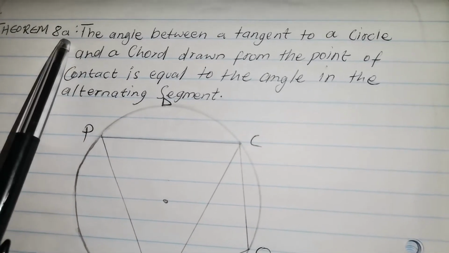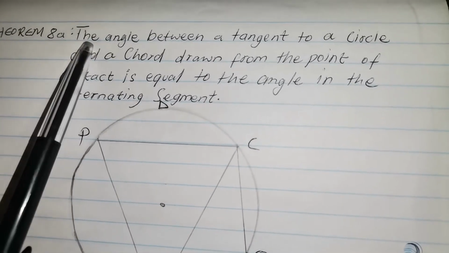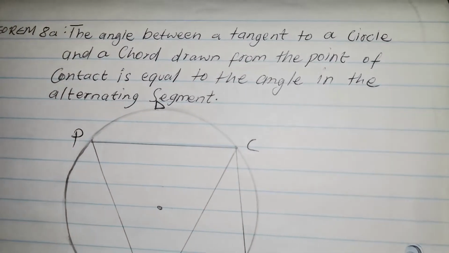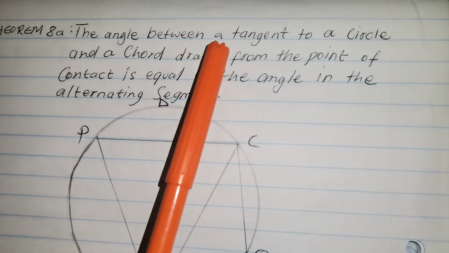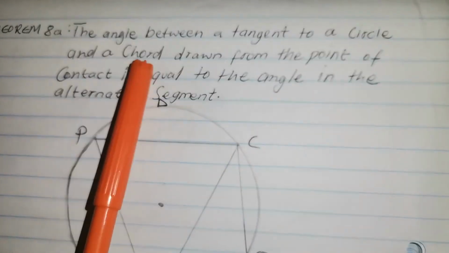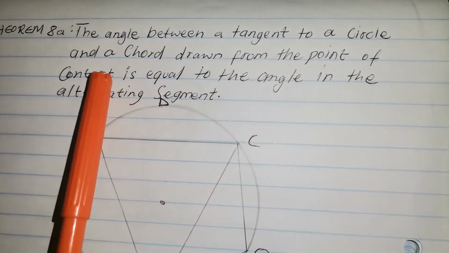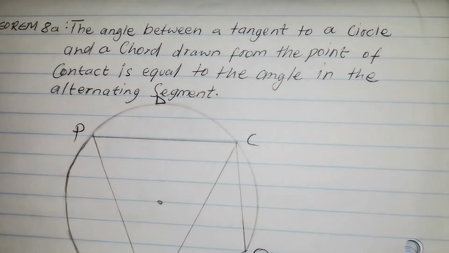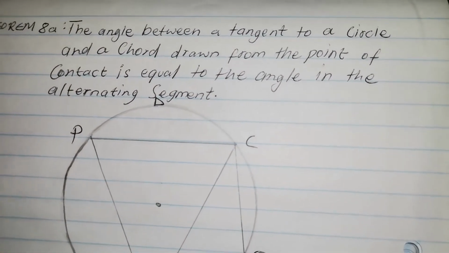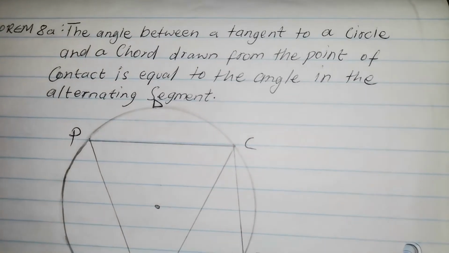Theorem number 8, the last one. I'll try to read it and explain it after. The angle between a tangent to a circle and a chord drawn from the point of contact is equal to the angle in the alternating segment. Okay, let me explain what is happening here.